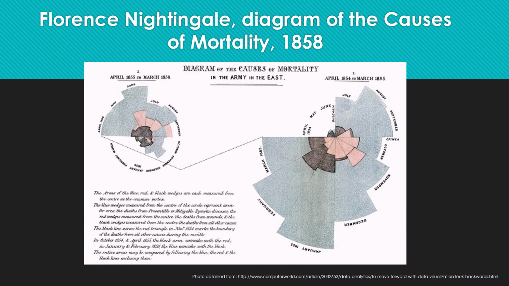This next one is from someone that we've heard of before, at least I hope so. It is called The Diagram of the Causes of Mortality by Florence Nightingale, and she made this stacked bar chart of the causes of death among the soldiers in her hospital, and it showed that by a long shot the causes of death were from preventable wounds or sicknesses. And so because of this chart, she saved many, many lives.